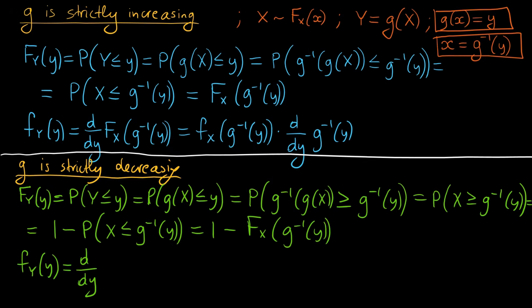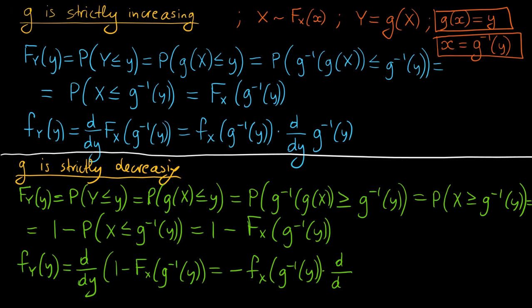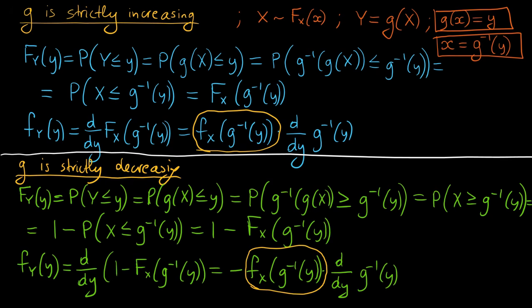Now to get the PDF of y, we take the derivative of the CDF of y. And the derivative of this is what? The derivative of 1 is just 0. Now we have a minus PDF of x evaluated at the same place times the derivative of the inverse function. Now notice one thing. The PDF of x, which appears up there and down here, will be positive everywhere on the support of x.